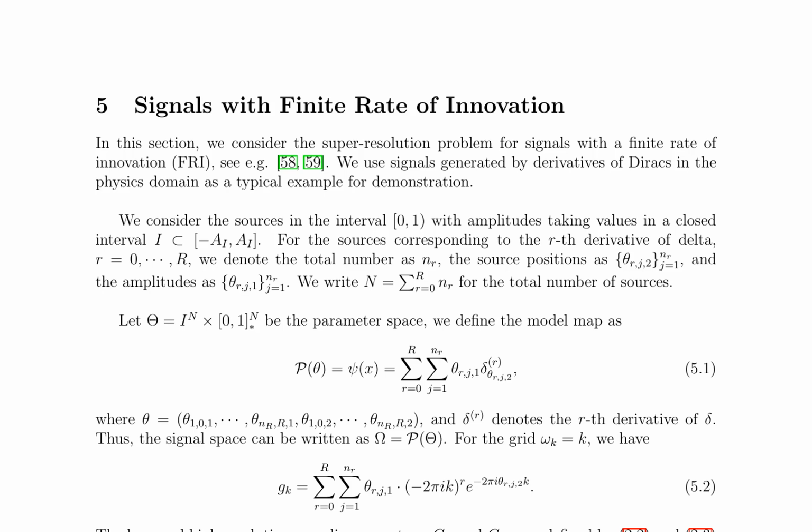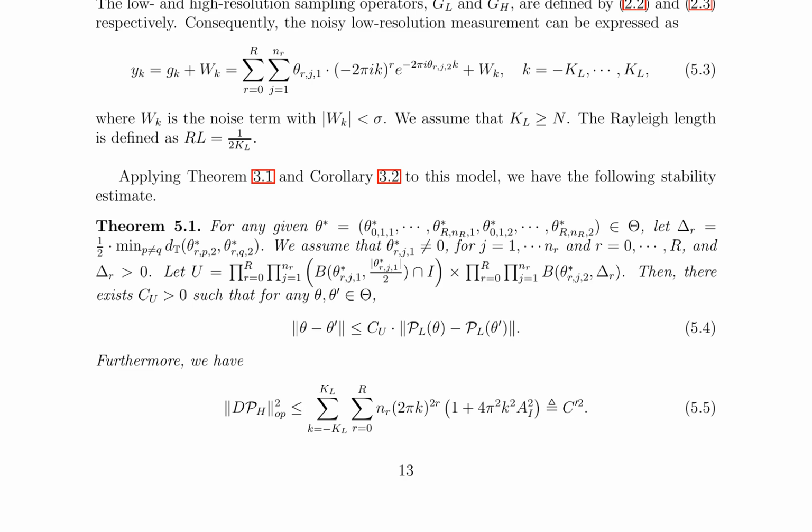The noisy low-resolution measurement can be expressed as y_k = g_k + w_k, where w_k is the noise term with |w_k| < σ. We assume that k_L is greater than or equal to n. The Rayleigh length is defined as RL = 1/(2k_L). Applying theorem 3.1 and corollary 3.2, we have the following stability estimate. For any given θ*, let Δ_r = 1/2 min_{p≠q} |θ*_{r,p,2} − θ*_{r,q,2}|.